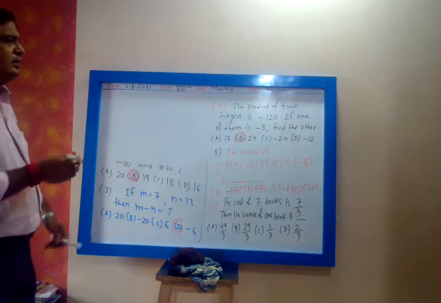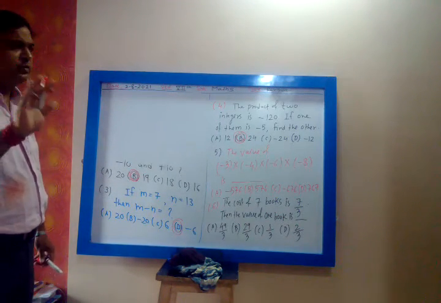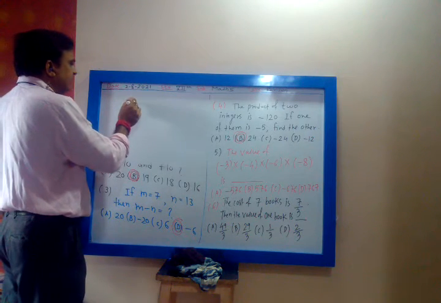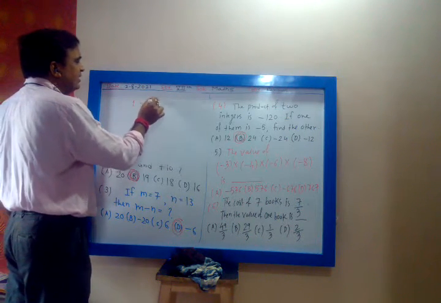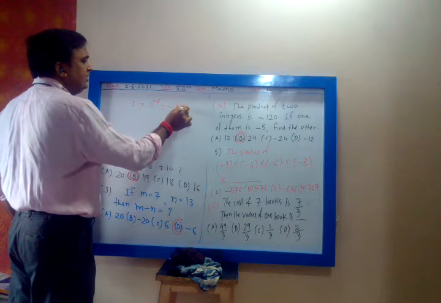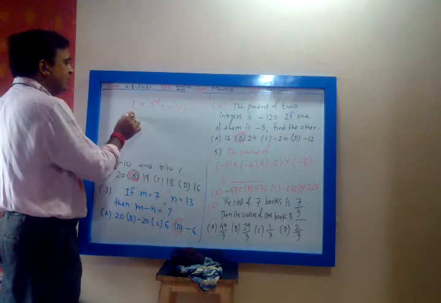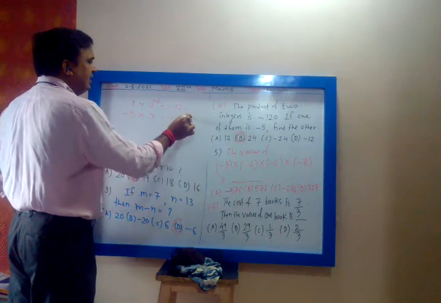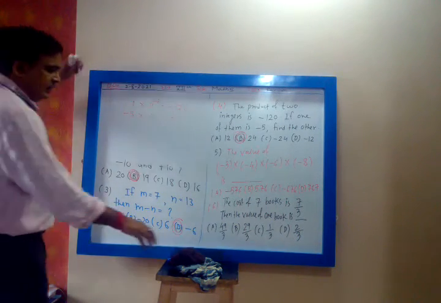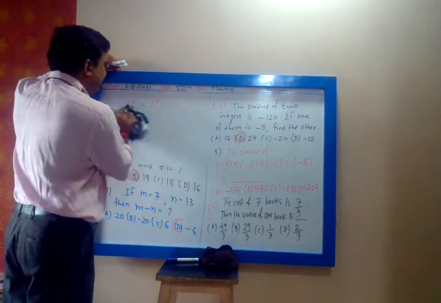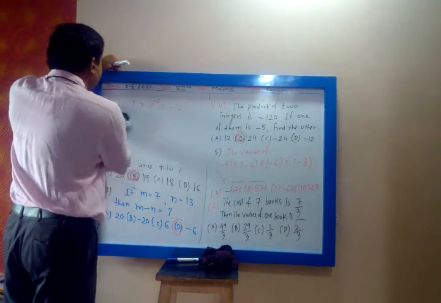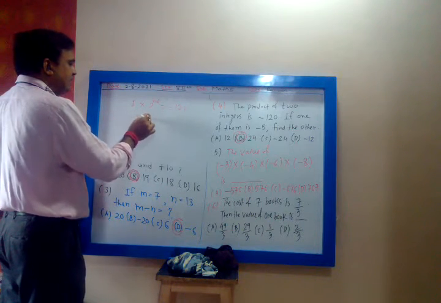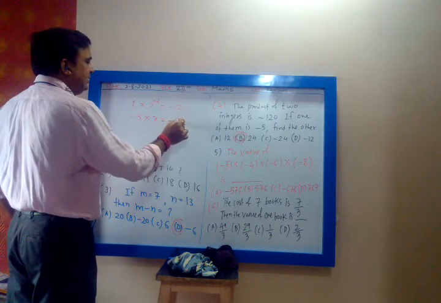The product of two integers is minus 120. So first integer into second integer is minus 120. One of them is minus 5. Find the other. The other integer we consider x. So you will get minus 5 into x is equal to minus 120.